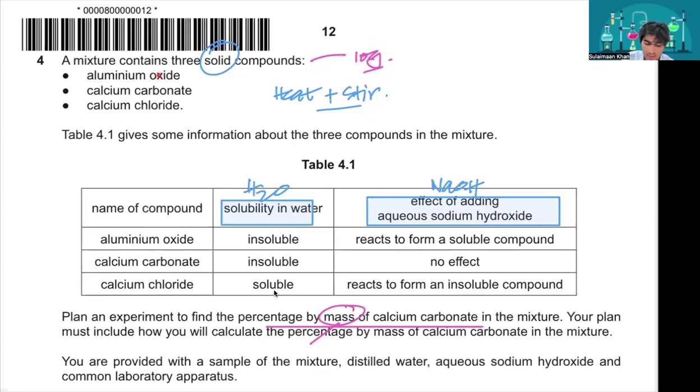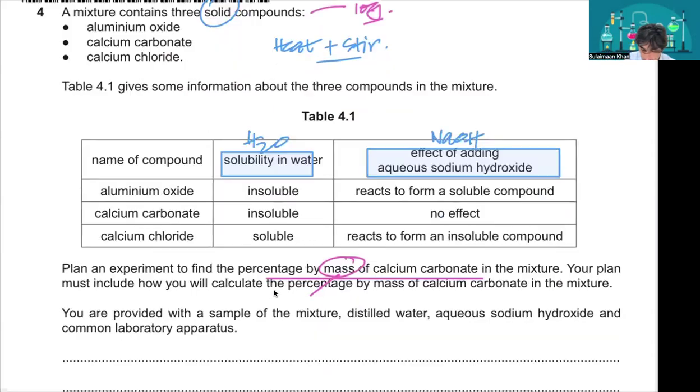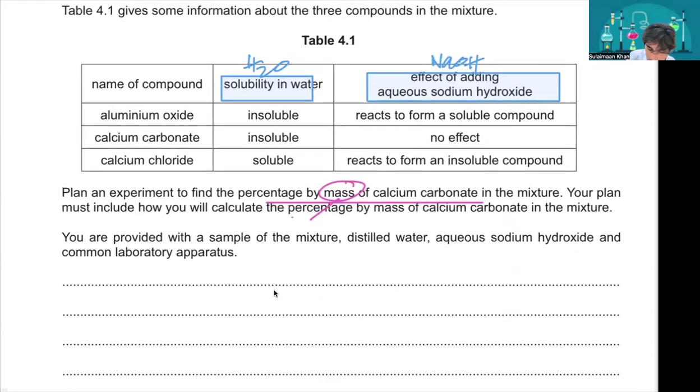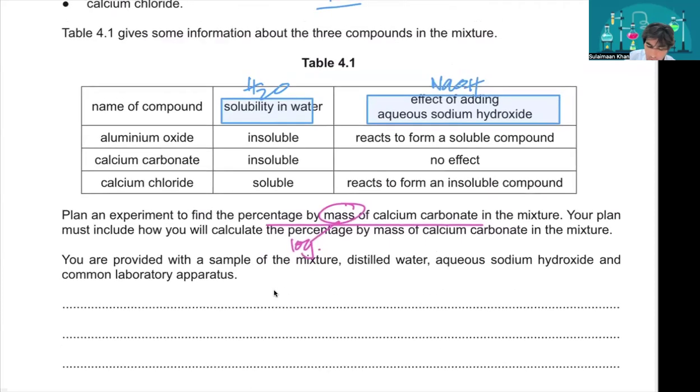It's a solid. He said the mixture contains 3 solids. So it's a mixture, but it's just solid, right? So now what am I going to do? I need the mass. So initially I measured the mass of this mixture. It was, let's suppose, 10 grams. And then look, once I add H2O, this is going to become soluble.